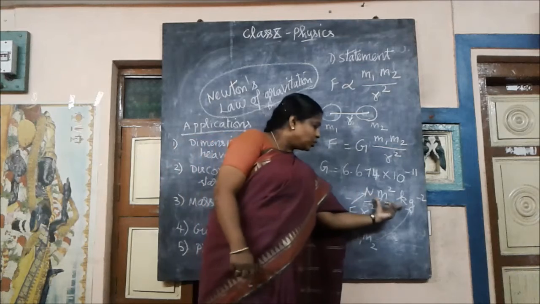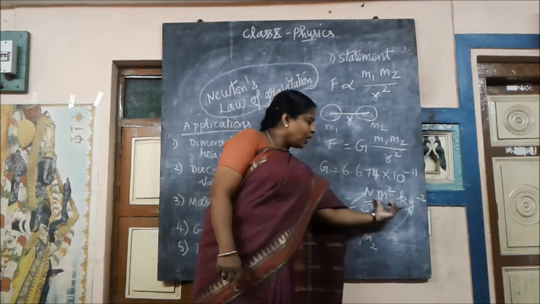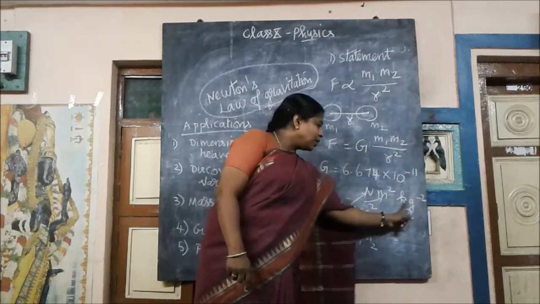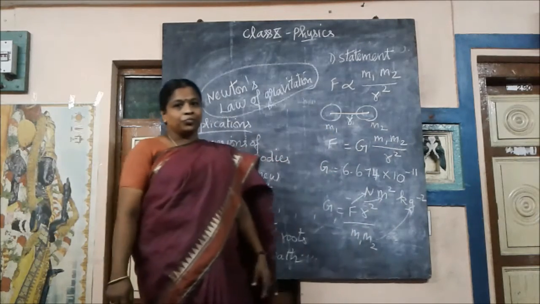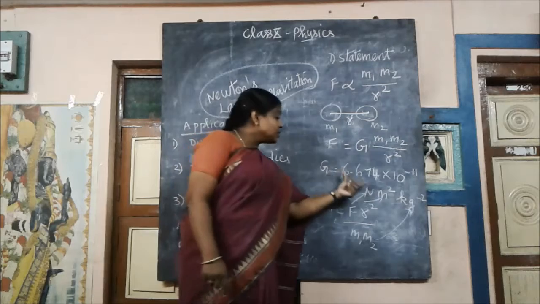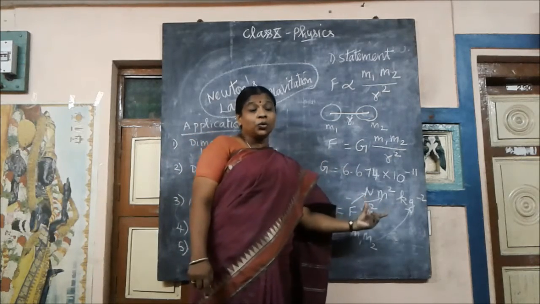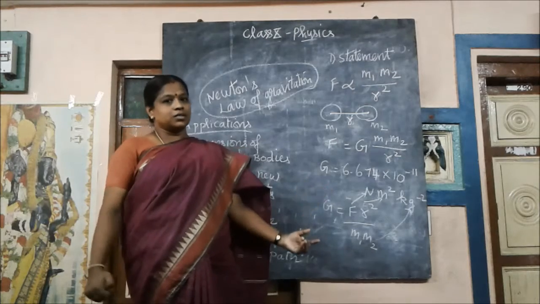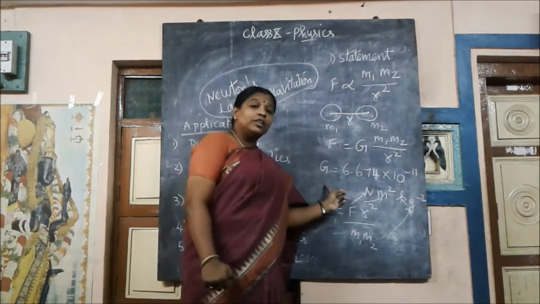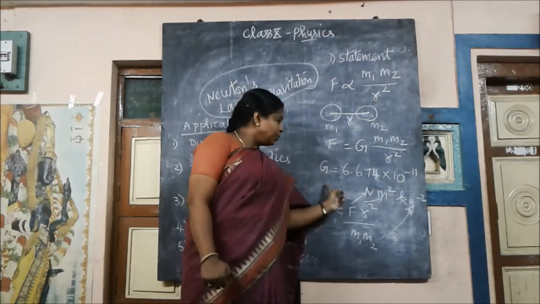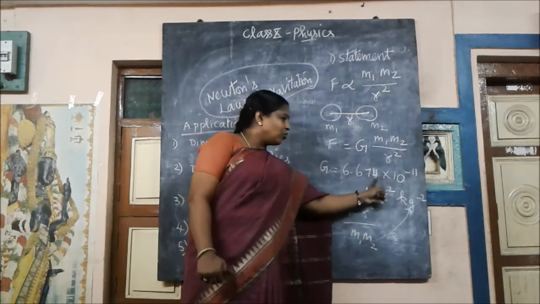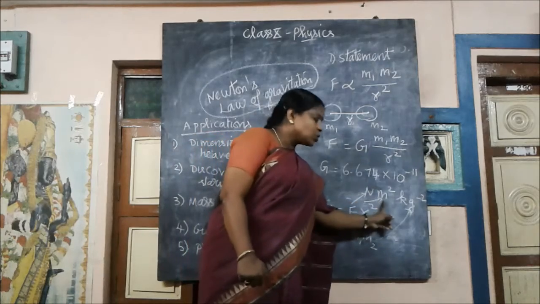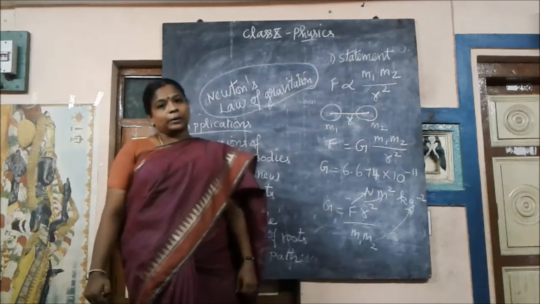And we are getting the unit. I'll explain to you how we are getting this unit. Newton meter square per kilogram square. So underline this, very important value. You will learn this till you have physics in your higher classes. So what is the value of capital G? 6.674 into 10 power minus 11 Newton meter square per kilogram square.